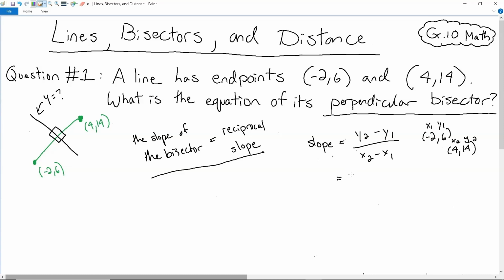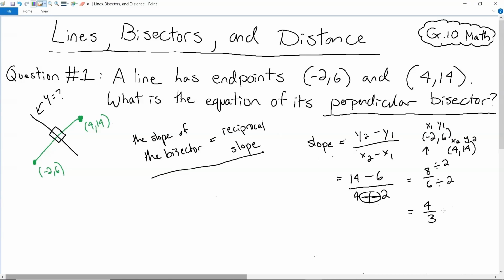So y2 is 14, y1 is 6, x2 is 4, minus -2. We have to make sure we keep the negative there. And what happens when we have two negatives? This is going to turn into a positive. So that gives us 8 over 6, which is the slope of our original line. I can simplify this fraction if I divide both the numerator and denominator by 2. Now I've got 4 over 3.